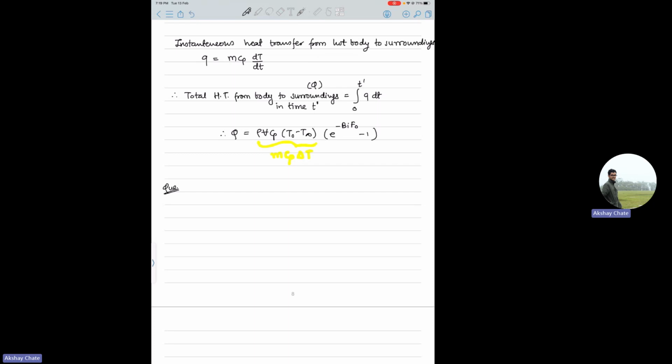Okay, so this is a thermocouple problem. There is a pipe in which some gas flows and one thermocouple is inserted with a spherical bead, and the diameter of the bead is 0.706 mm.